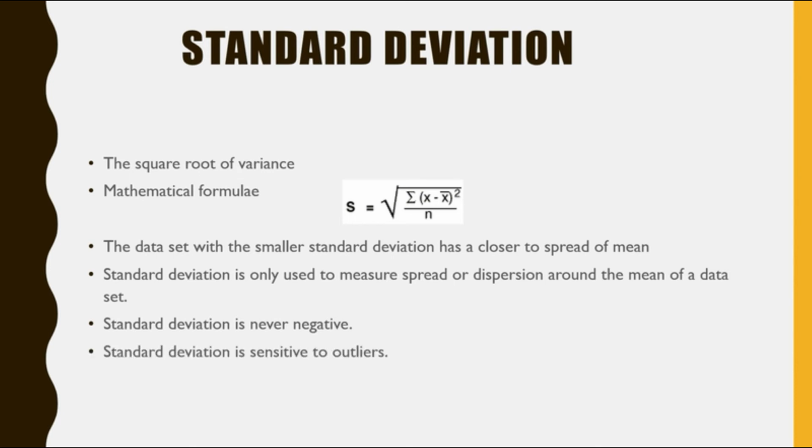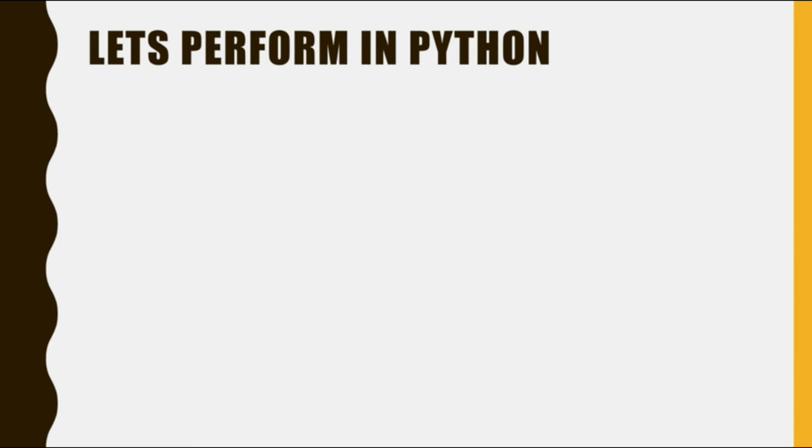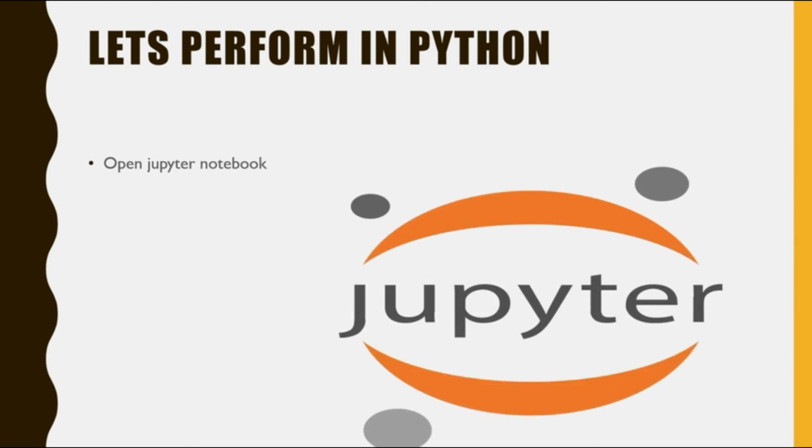Now, if you find the standard deviation, it is easily sensitive to outliers. It means that outliers may impact our standard deviation. It's impacted by outliers, so a standard deviation is sensitive to outliers. Now all this part has been covered and the theoretical aspect is completed. Now come to the Python coding. So open your Jupyter notebook and let's perform it in Python.